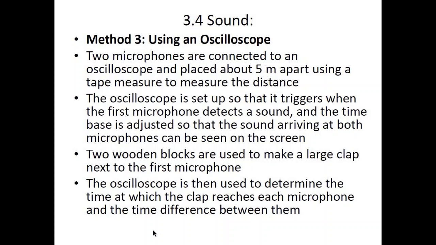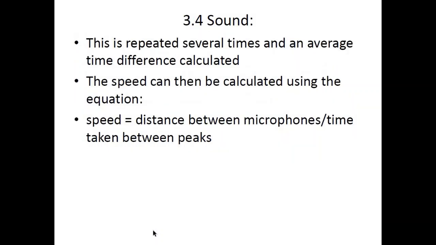Two wooden blocks are used to make a large clap next to the first microphone. The oscilloscope is then used to determine the time at which the clap reaches each microphone and the time difference between them. This is repeated several times and an average time difference is calculated. Then we can use the formula speed equals distance between microphones divided by time taken between peaks.